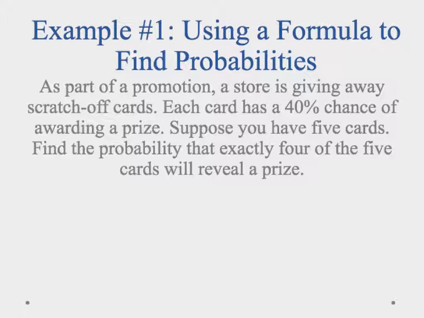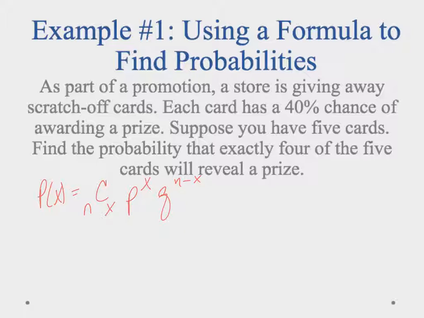It says, as part of a promotion, a store is giving away scratch-off cards. Each card has a 40% chance of awarding a prize. Suppose you have 5 cards. Find the probability that exactly 4 of the 5 cards will reveal a prize. All right, so we need to go ahead and write our formula. Our formula is P of x equals n choosing x, p to the x, q to the n minus x.